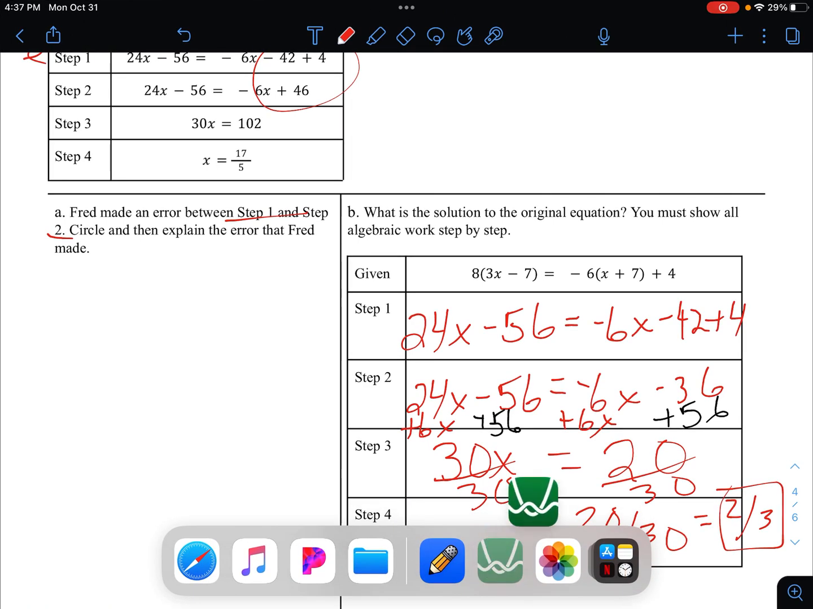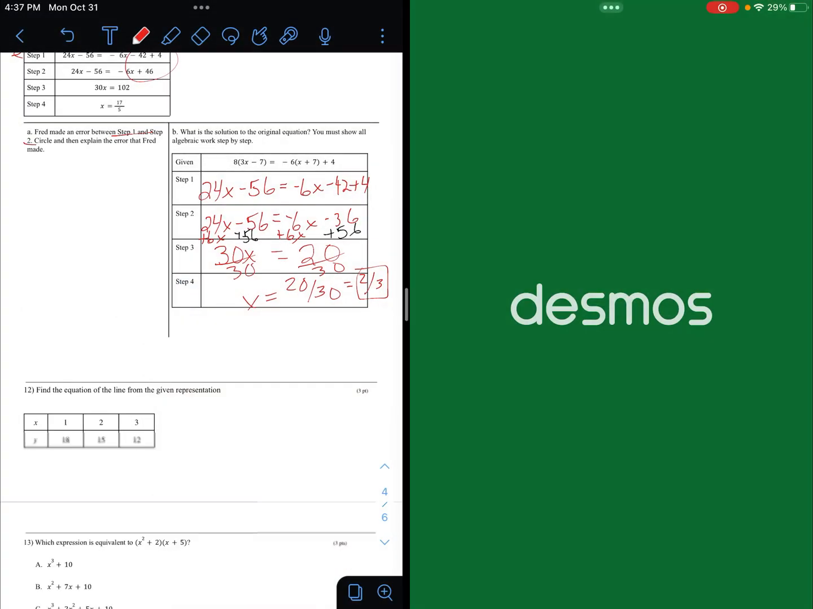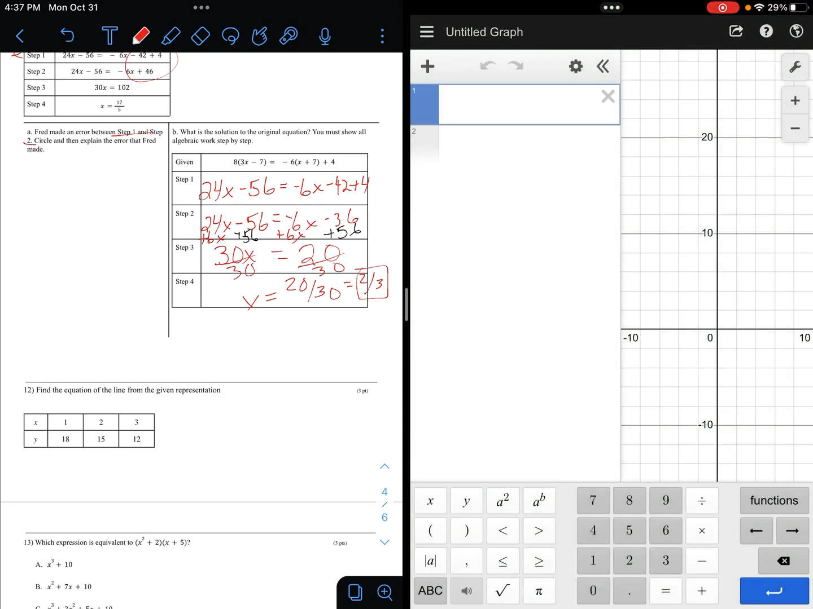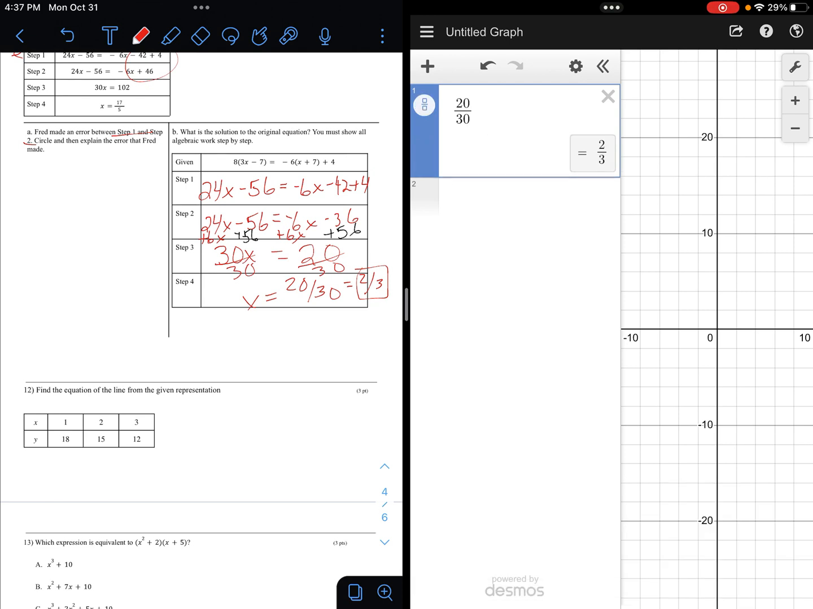Now you're probably wondering, how did I get 2/3? Let me pull Desmos up over here and show you. Okay, so I get Desmos as soon as it loads. We get 20 over 30, and you want to simplify that. If you go to Desmos right over here and click this button right beside the 1, it gives you the decimal of 2/3. So that's how you can simplify it.